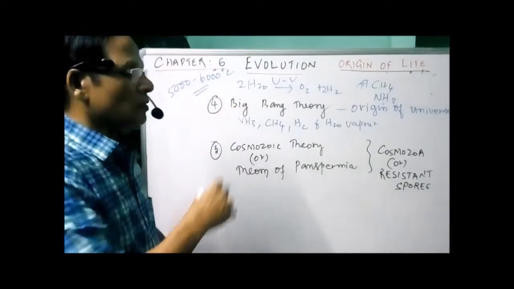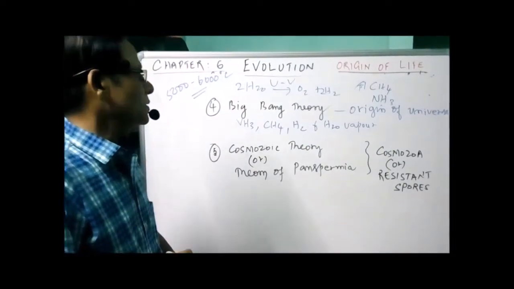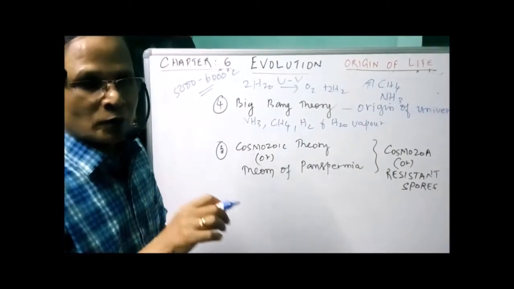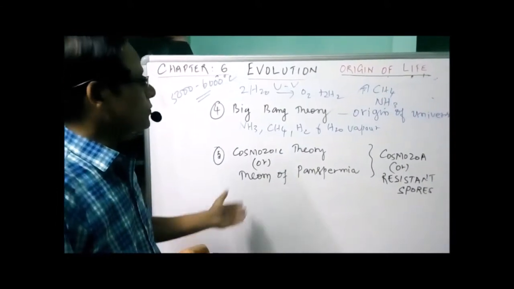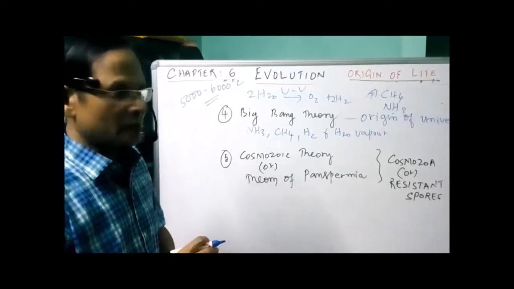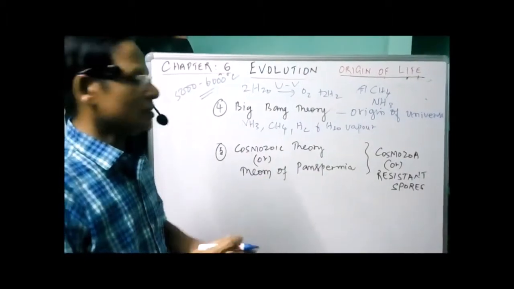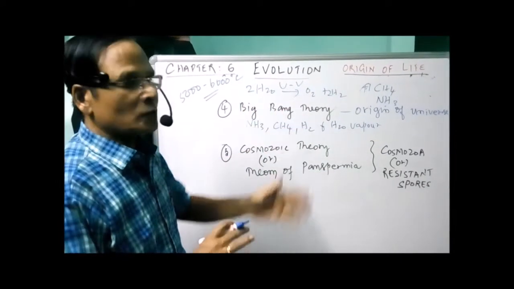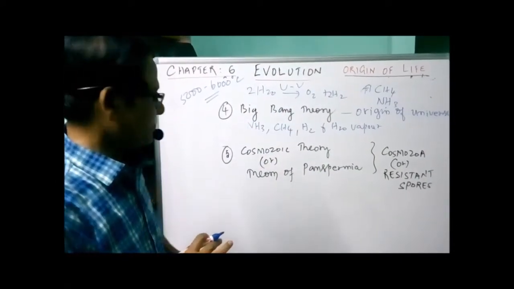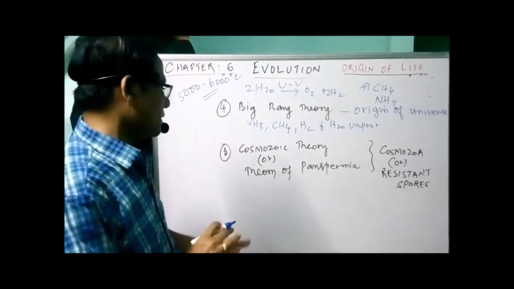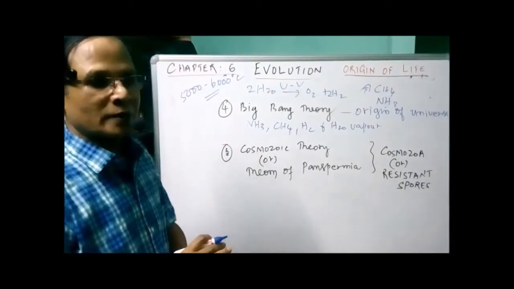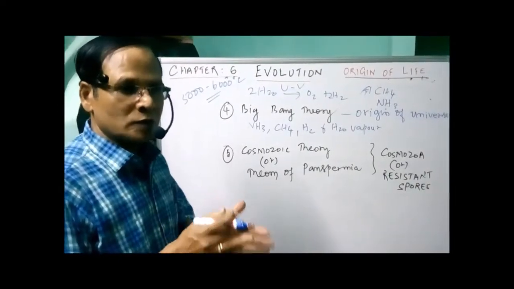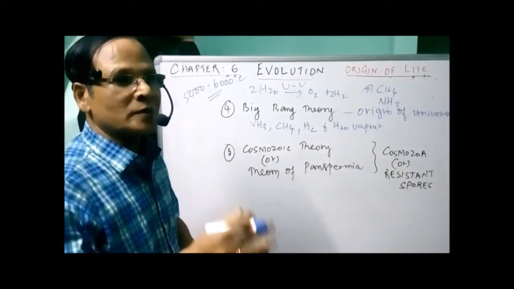I'll explain later about how far the reactions occur. So the reaction between methane and ammonia resulted in the formation of carbon dioxide and other gases like nitrogen. That's about the Big Bang theory and the origin of different water bodies and molecules. Now the cosmospheric theory, or theory of panspermia. According to this concept, life was brought to this earth from some other planet.